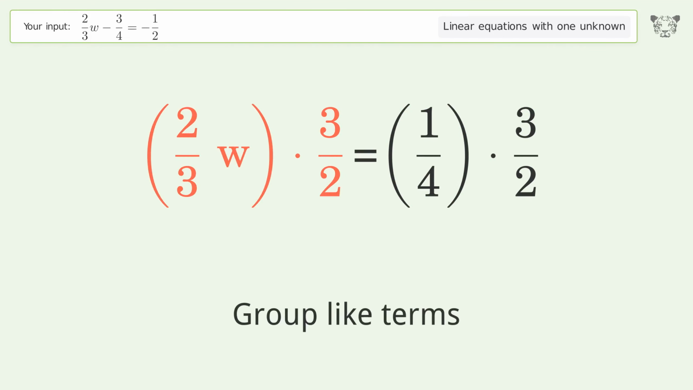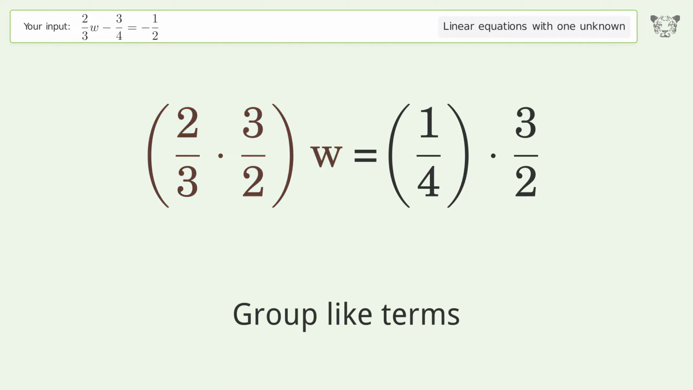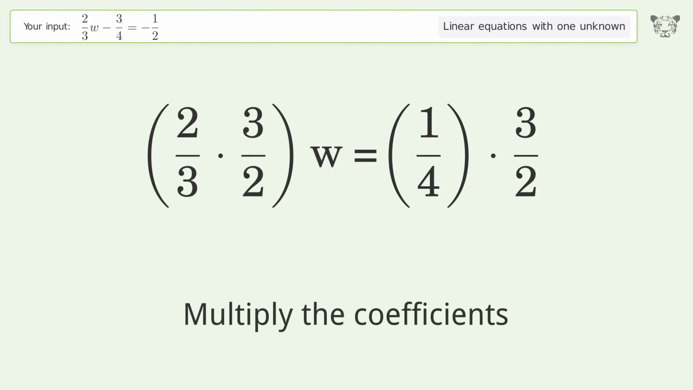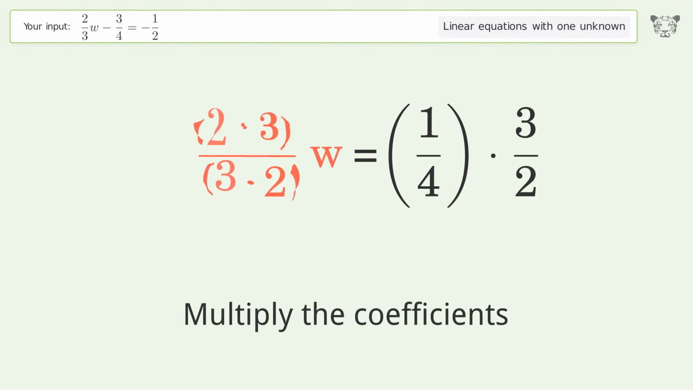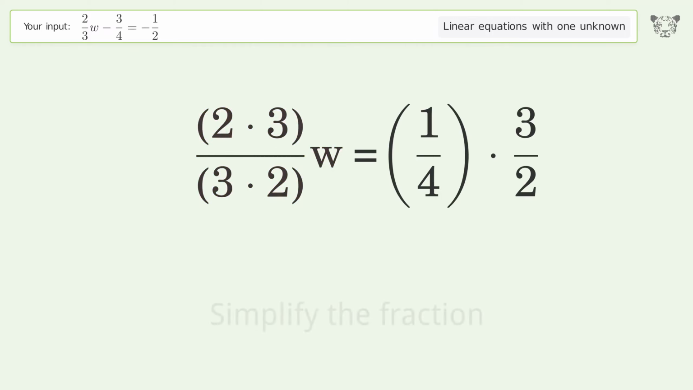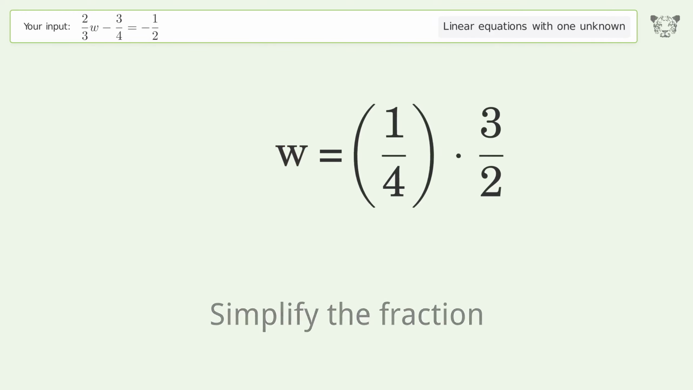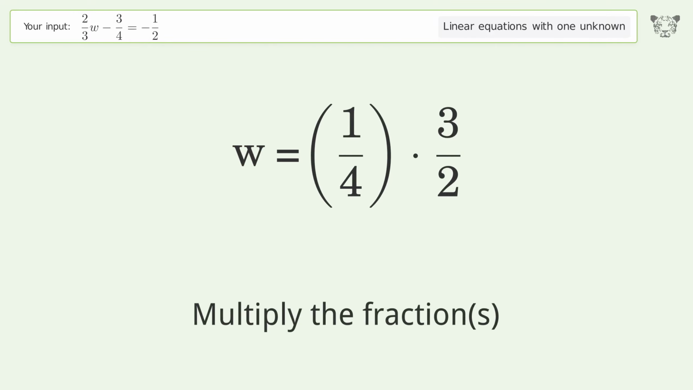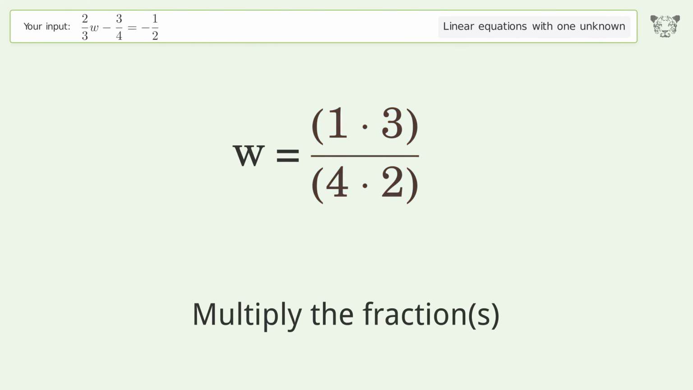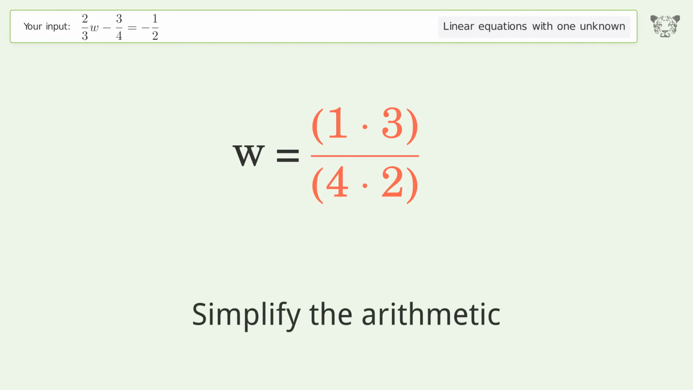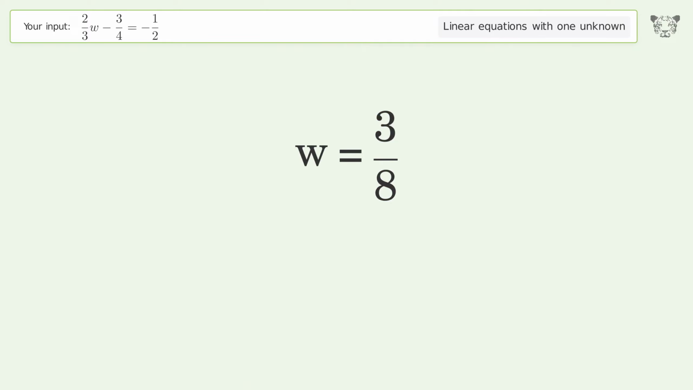Group like terms. Multiply the coefficients. Simplify the fraction. Multiply the fractions. Simplify the arithmetic. And so the final result is w equals 3/8.